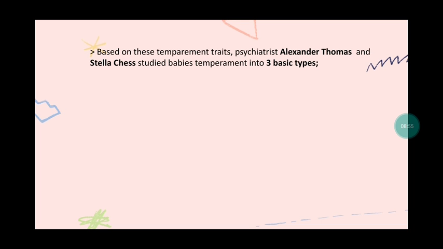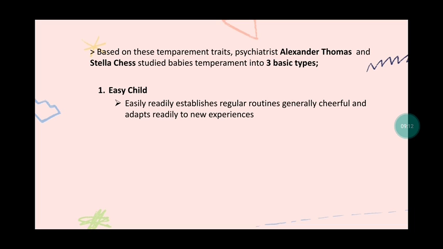So next, based on these temperament traits, psychiatrists Alexander Thomas and Stella Chess studied baby's temperament into 3 basic types. These are the easy child. Easily, rapidly establishes regular routines, generally cheerful, and adapts readily to new experiences. So these are the children who are easy to get along with, like even when you have just met, they already play with you or trust you.